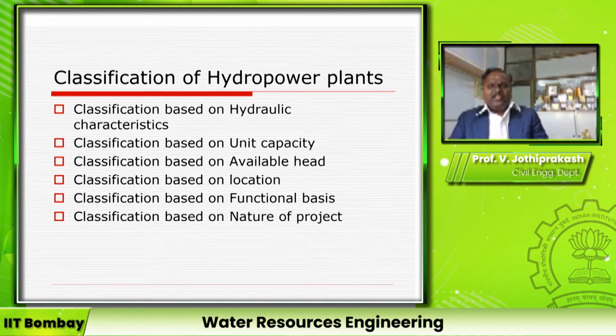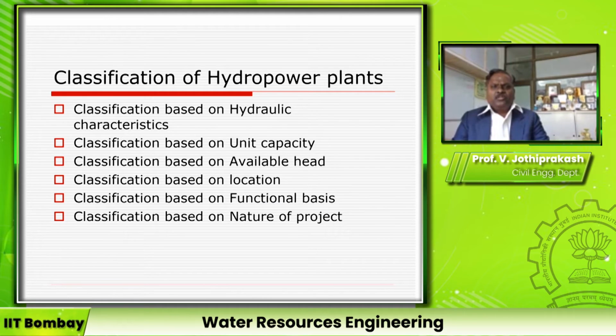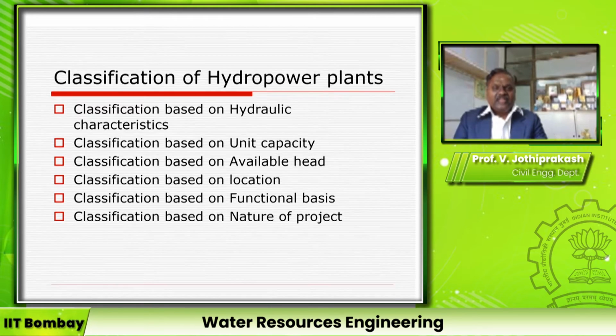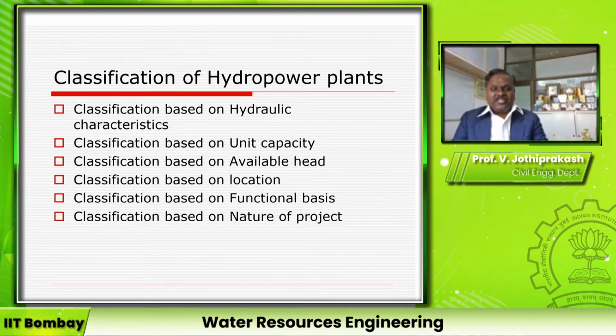There are different classifications of hydropower plants. Even though we say in general it is generation of electricity, there are different classes of hydropower plants. Let us see how hydroelectric power plants are classified. First classification is based on the hydraulic characteristics, the turbine. Second one is based on their unit capacity, how much power is produced. Third is the available head, at what head the turbines are constructed. Then based on the location, then functional basis and nature of the project. We will see one by one.